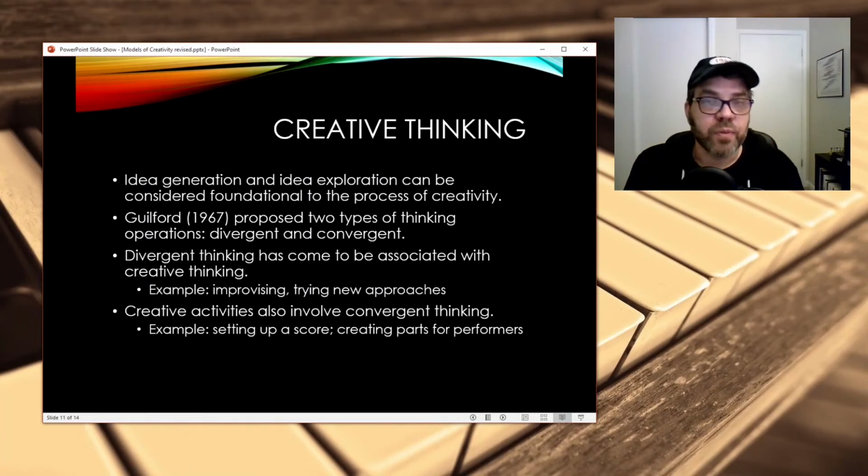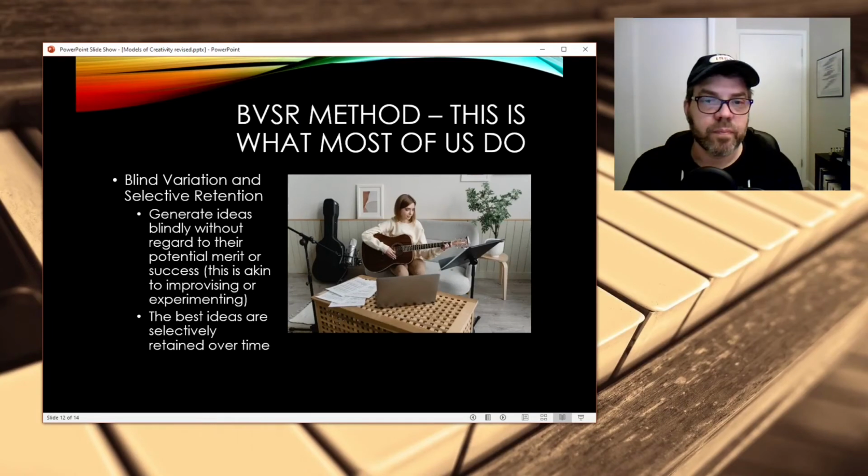But creative activities also involve convergent thinking, or they can. An example would be if you're setting up a score or you're creating parts for performers, that's the convergent part. So I think in a lot of ways people consider the divergent thinking part to be the creative act. It's fun, it's exciting, ideas are coming through you. But the convergent part is the part that maybe isn't as fun and exciting. But to finish a project, you need both divergent and convergent thinking approaches.